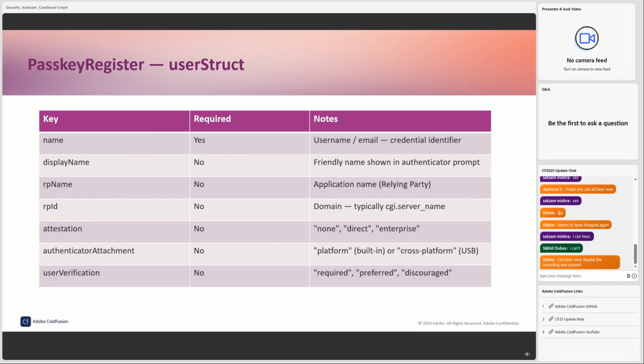Then there is authenticator attachment. So to use Touch ID, Windows Hello, you can use the built-in one, that's platform. Or to use USB keys, you'll have to select cross-platform. And last we have user verification. If it's required, that means the user must verify with biometrics or PIN. So this was the user struct.